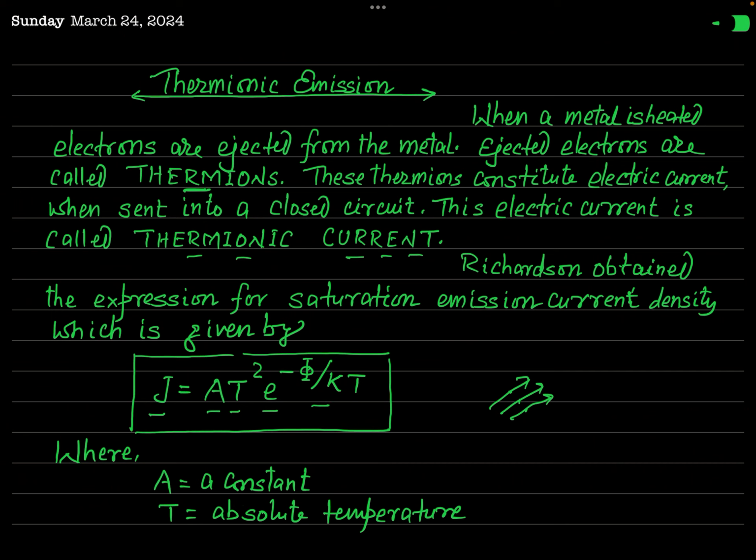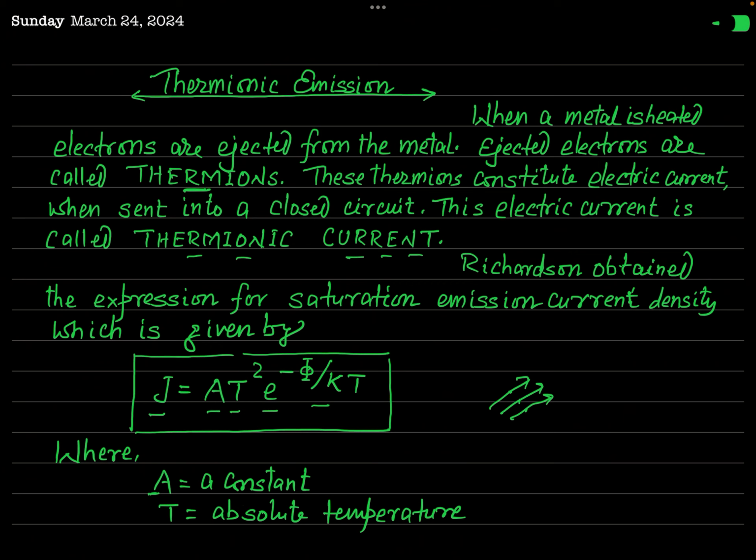Actually here A is a constant. When you say constant, you will see that this is a universal constant. The value of this constant will be the same for all metals. Okay. T is the temperature of the metal in Kelvin, that is, the absolute temperature. And this phi is a very important property of the metal. This is called the work function of the metal. And this property varies from metal to metal. But for a particular metal, this work function will have a particular value.